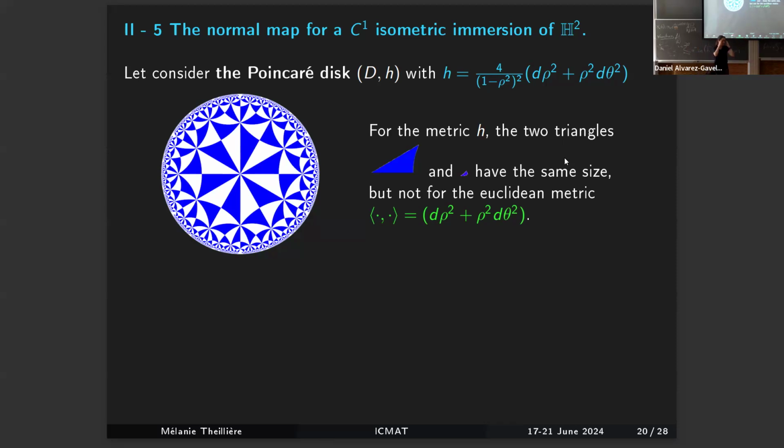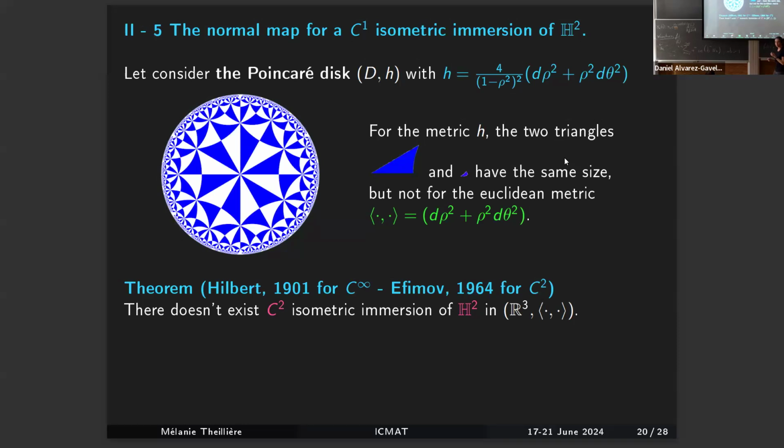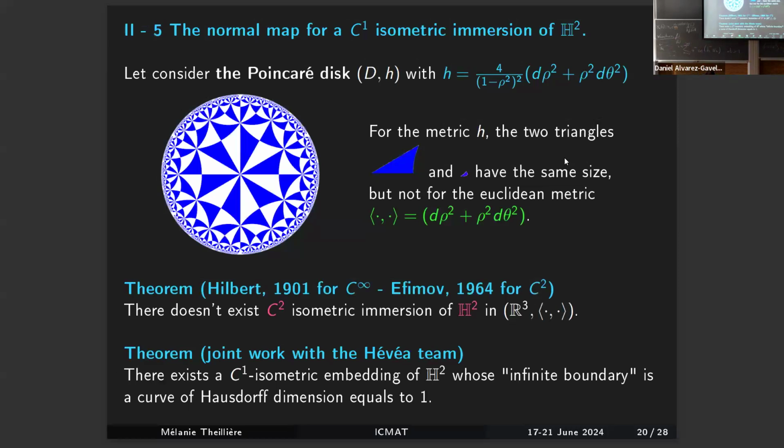So if we follow the idea of Nash to have an embedding, we have to increase length on the edge to reach an isometric metric. Once again, we know that it's not possible to do such an isometric immersion in C² regularity, thanks to the theorem of Hilbert and Efimov. So there is no C² isometric embedding of the hyperbolic plane in dimension 3. But it's possible with the theorem of Nash.